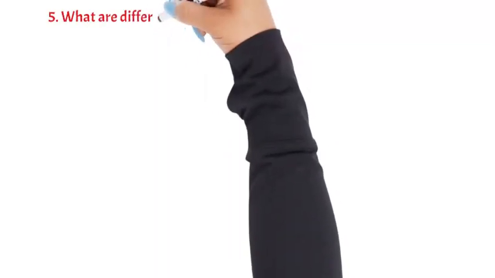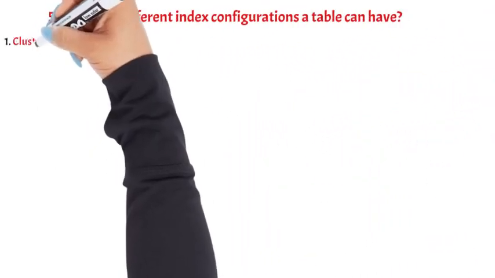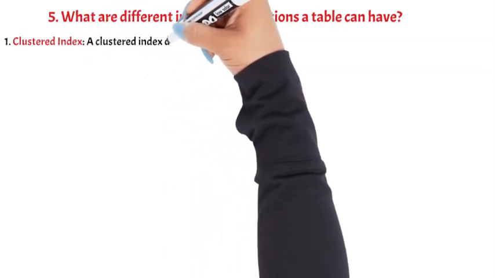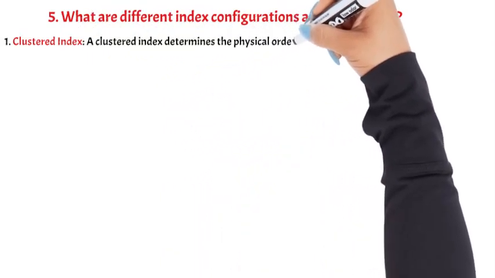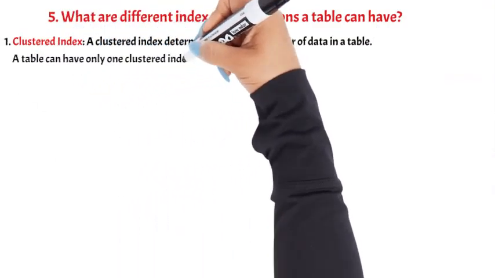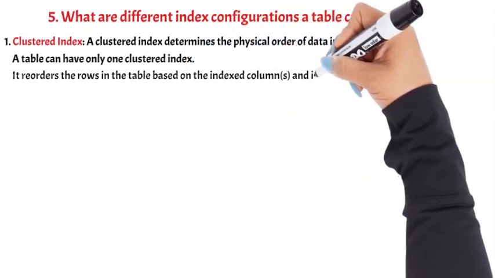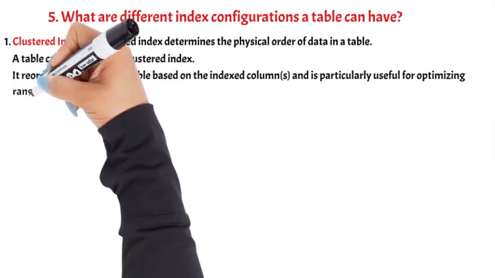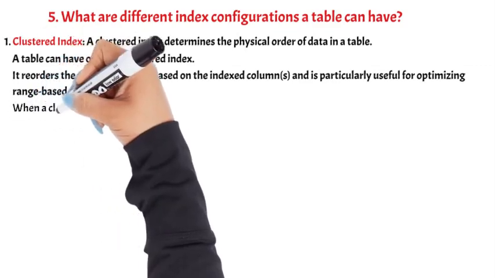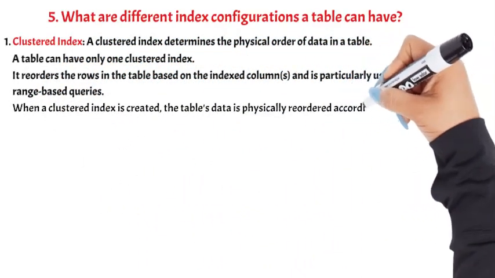5. What are different index configurations a table can have? 1. Clustered index. A clustered index determines the physical order of data in a table. A table can have only one clustered index. It reorders the rows in the table based on the indexed columns and is particularly useful for optimizing range-based queries. When a clustered index is created, the table's data is physically reordered accordingly.